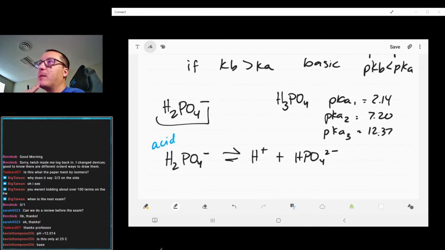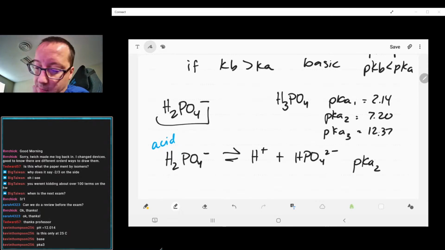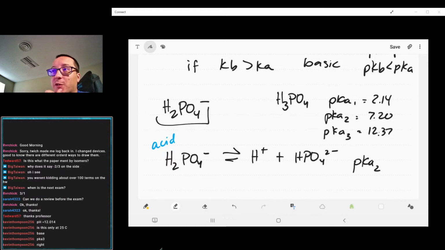Which of the pKa's are going to be appropriate here? You should be looking at pKa2, right? Because it's the second dissociation. Not quite. pKa3 would be removing the third hydrogen. So in this case, we're removing the second hydrogen from phosphoric acid.